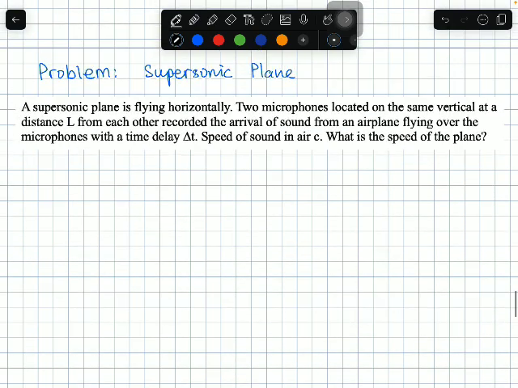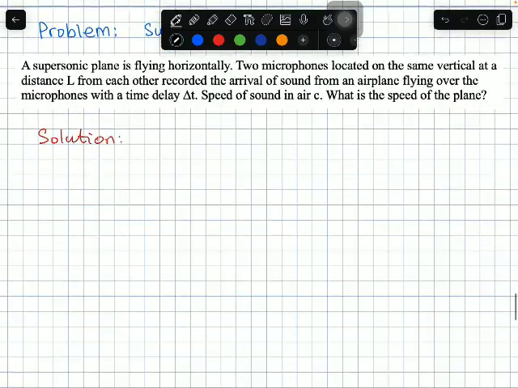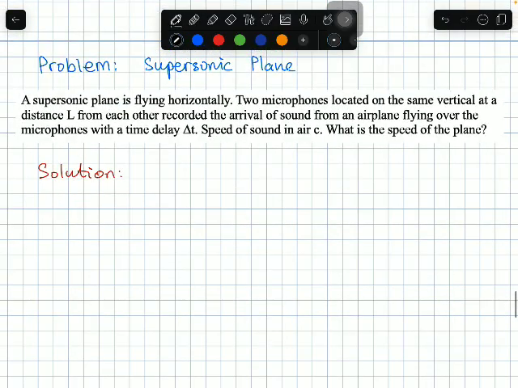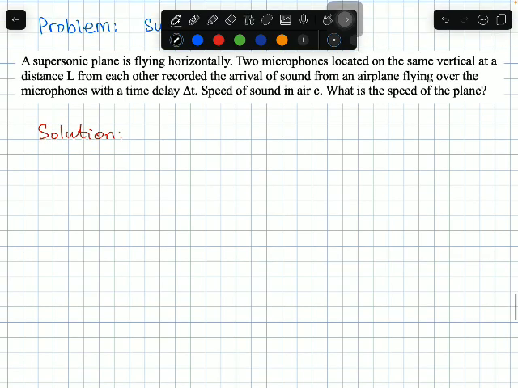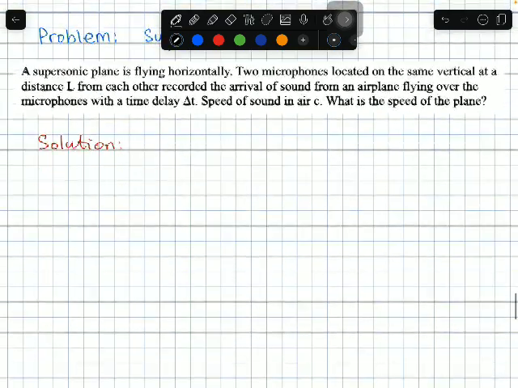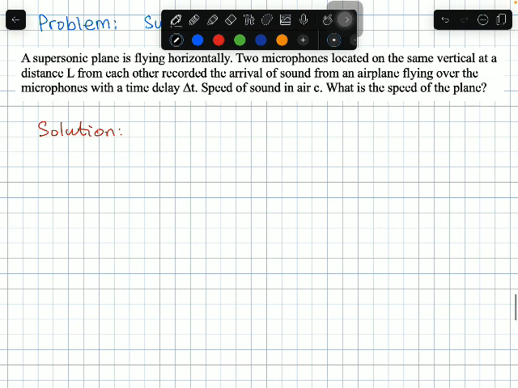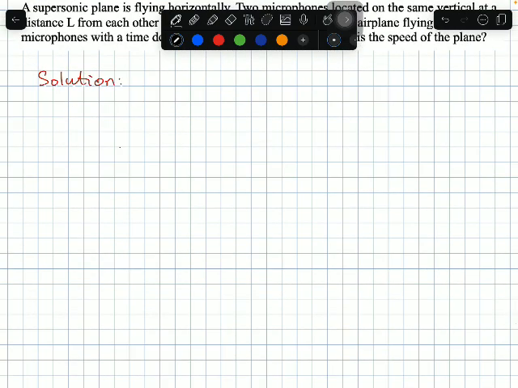So this is another very interesting problem. My problems always start with a very nice and accurate drawing. First of all, we have to understand what supersonic plane means. Supersonic is a plane that can fly at a speed higher than the speed of the sound. So to understand this, let's say that this is my plane.